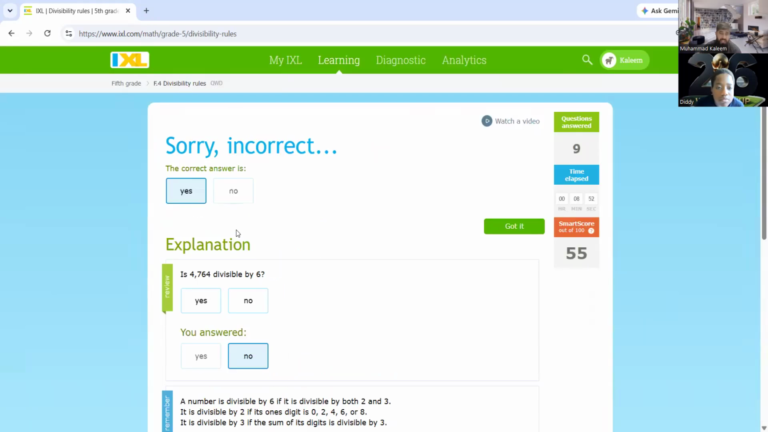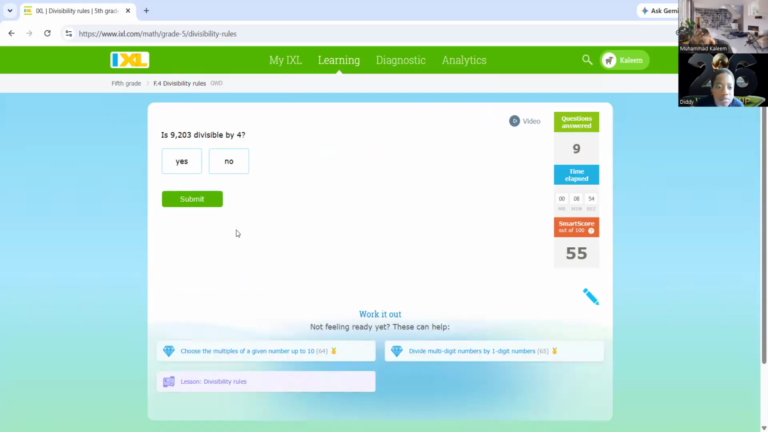What was it for 6? Okay, I didn't tell you for 6. For 6, that number must be divisible by 2 and 3. If either of these does not divide the number, then 6 will not divide the number. I mean, the number will not be divisible by 6. It must be divisible by both 2 and 3. What's the divisibility rule for 6? You understand what I said?